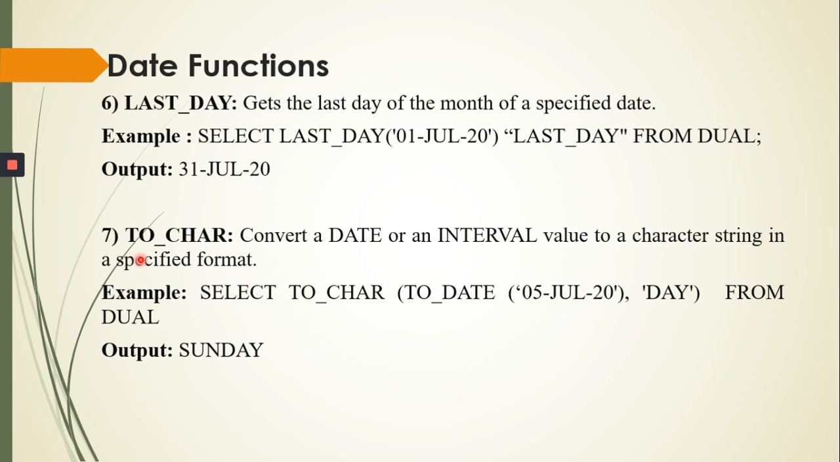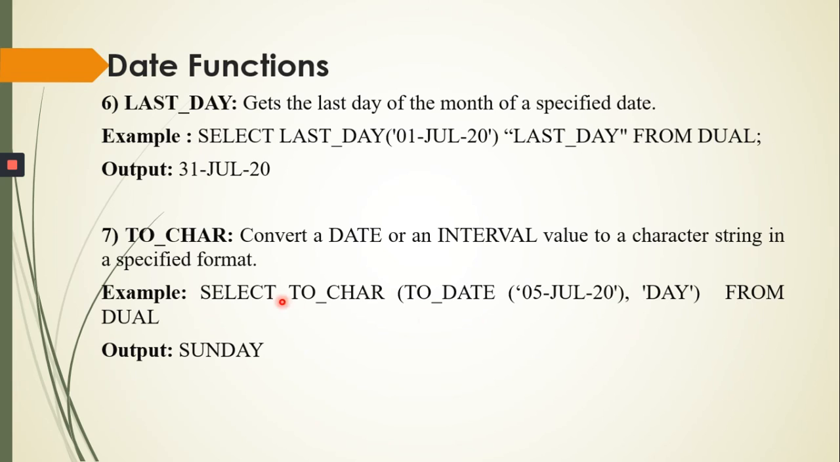Now to char. It converts a date or an interval value to a character string in a specific format. See here, select to char. We are converting a date into a character. So select to char is our function. In brackets we have to write to date, in brackets we have to write any date, comma, day. The meaning of this statement is that the provided date will be converted into a day. So the date is converted into a day.